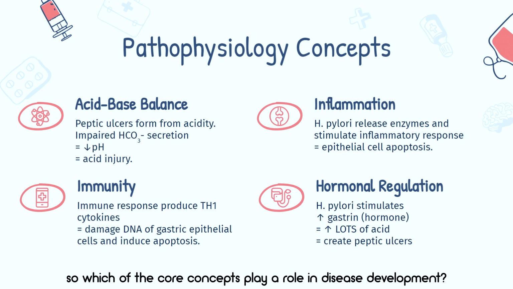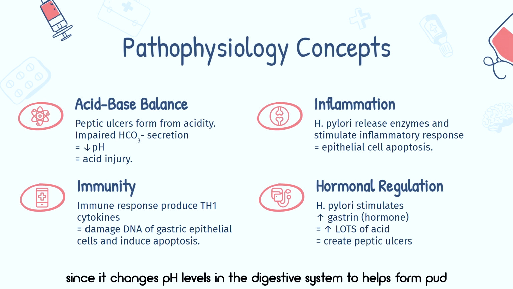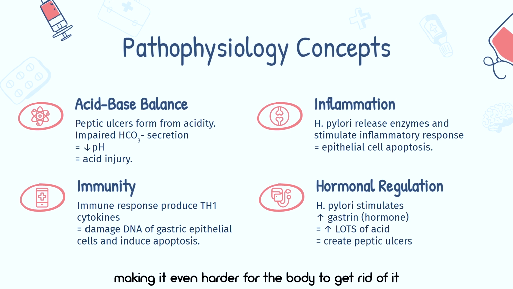So which of the core concepts play a role in disease development? We said acid-base balance because it's the most important since it changes the pH levels in the digestive system to help form peptic ulcer disease. The second concept would be immunity because it's unable to get rid of the bacteria H. pylori and weakens the immune system, making it harder for the body to get rid of it. This bacteria manipulates important immune system cells known as regulatory T cells, which down-regulate the body's defense against this bacteria, allowing peptic ulcer to develop.